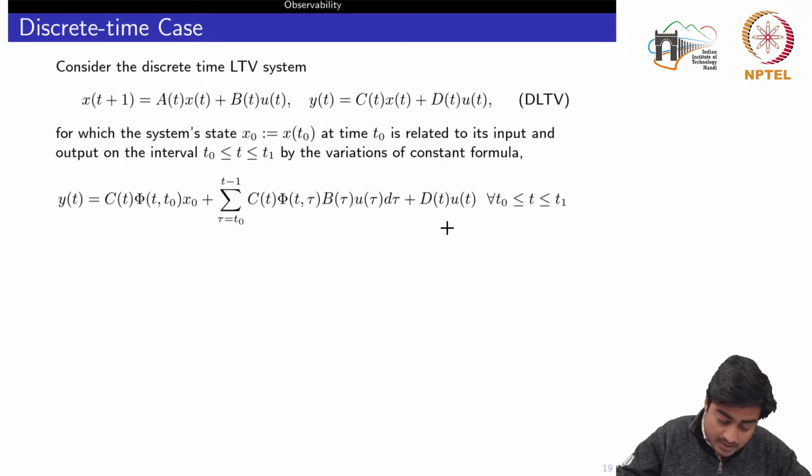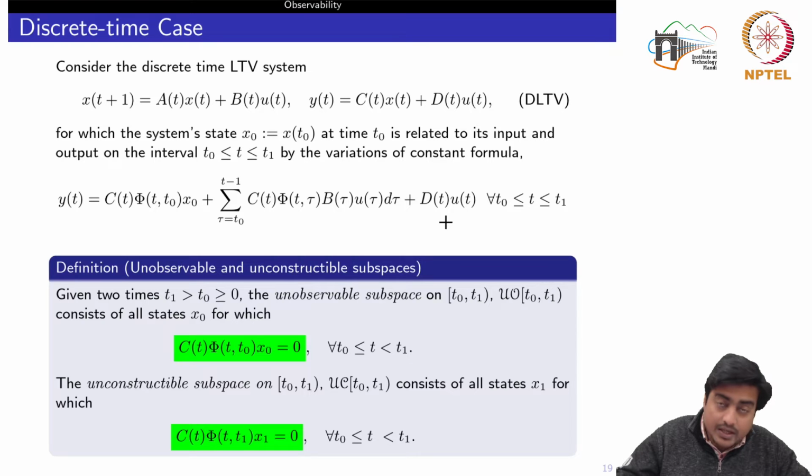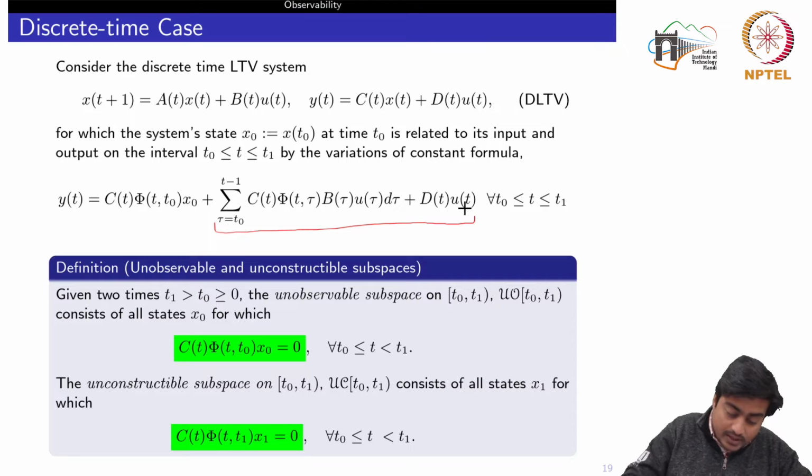time LTV system, where again phi is a state transition matrix and A, B, C, D are the parameter matrices of this LTV system. Okay, so along the same lines as the continuous time domain, we can define these two subspaces, unobservable and unconstructible, on T0 to T1, consisting of all states x0 for which C phi x0 is equal to 0. Because I can take this entire part onto the left hand side and denote it as y tilde. So I would have y tilde is equal to C phi x0.